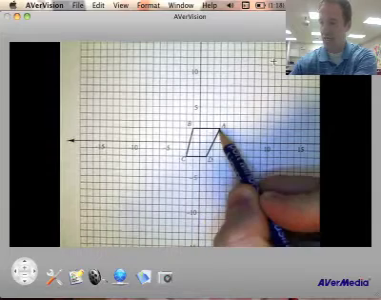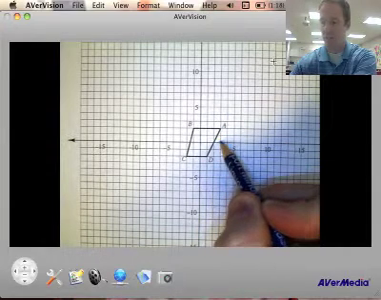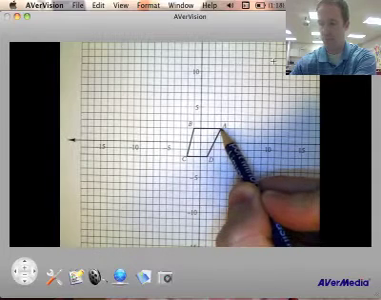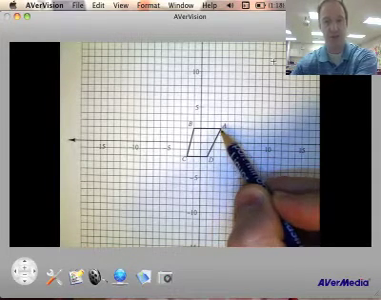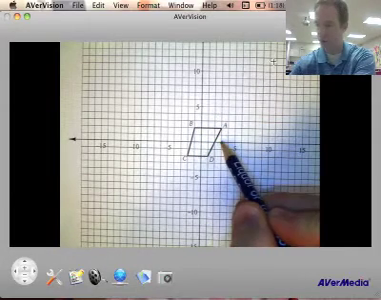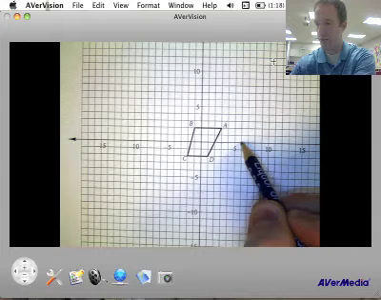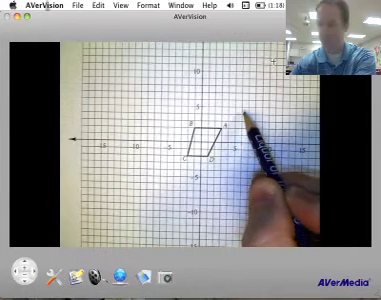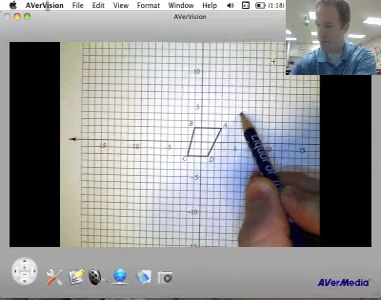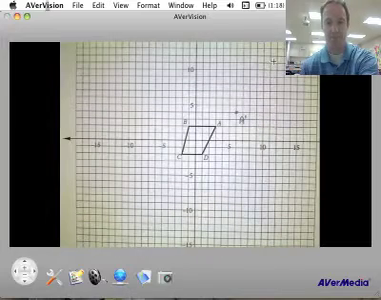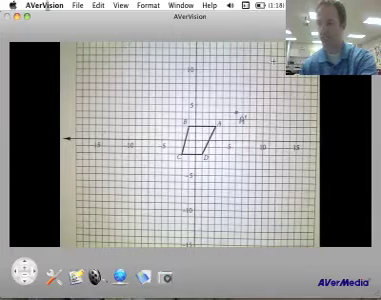So in order to get to A, you need to go to the right 3 and up 2. Right 3 and up 2. But when you dilate it with a scale factor of 2, you go twice as far. So you're not going to go over 3, you're going to go over twice as far, which would be 6. You're not going to go up 2, you're going to go up twice as far, which would be 4. And that is where point A prime will be, where A ends up after the dilation.